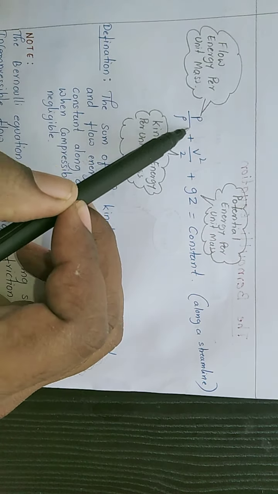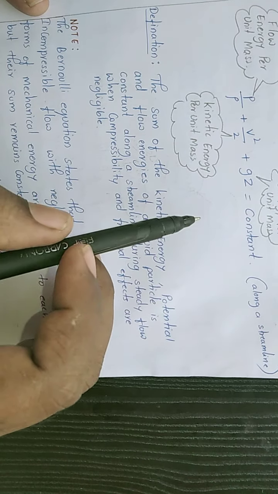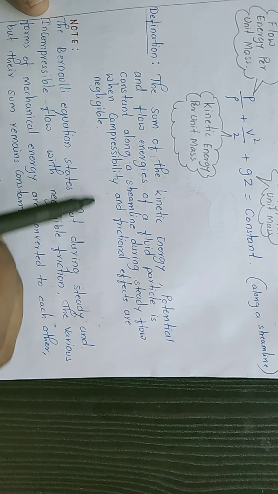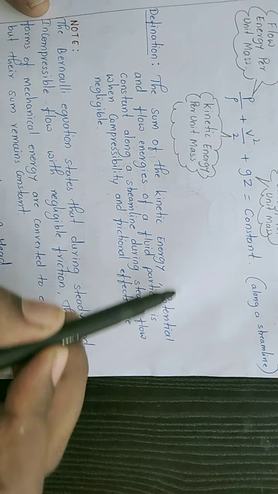In other words, the definition you can say as: the sum of the kinetic, potential and flow energies of a fluid particle is constant along a streamline during steady flow when compressibility and frictional effects are negligible. Whatever I discussed till now is put in simple words. Basically, it is nothing but the conservation of energy.